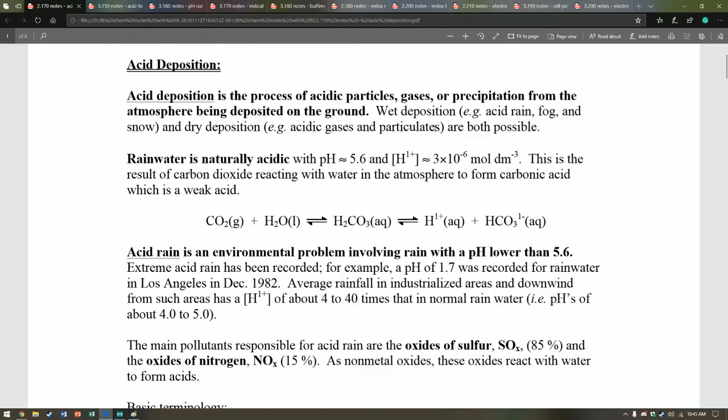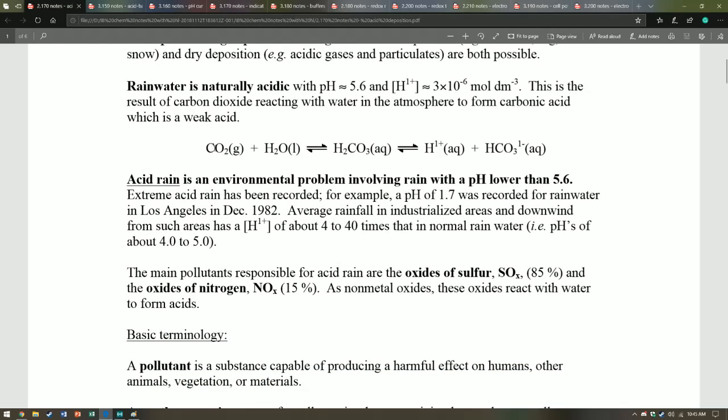Now, rainwater itself is naturally acidic and generally has a pH of about 5.6. That's what works out to an H+ concentration, and this is generally as a result of this equilibrium reaction here. So CO2 in the atmosphere reacts with water to form carbonic acid, which furthermore undergoes this equilibrium here.